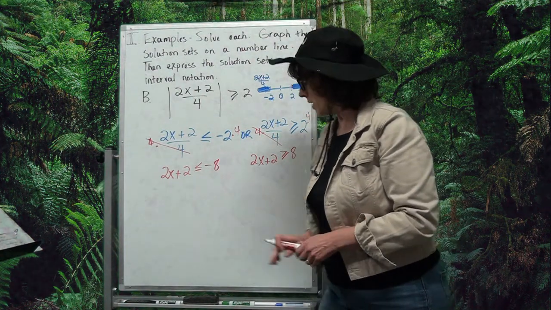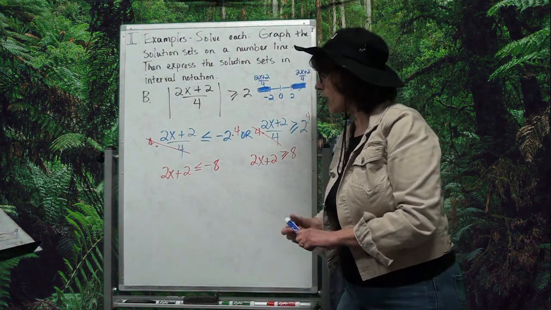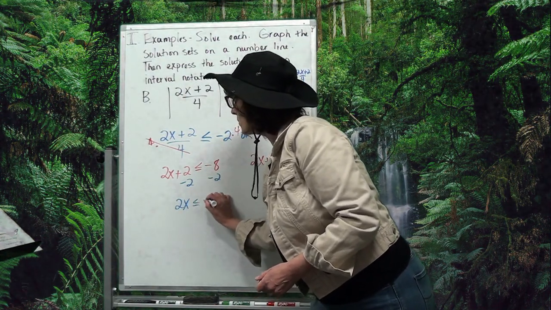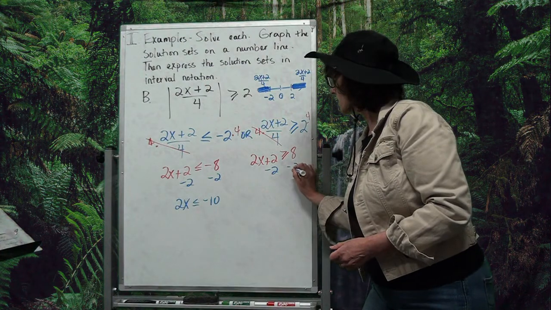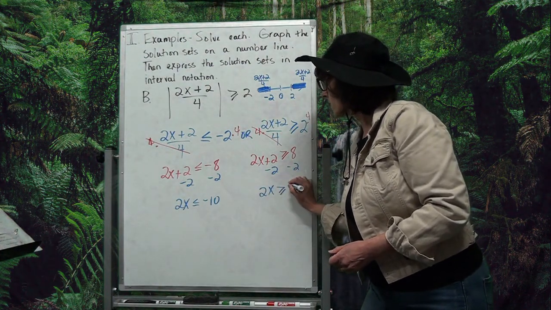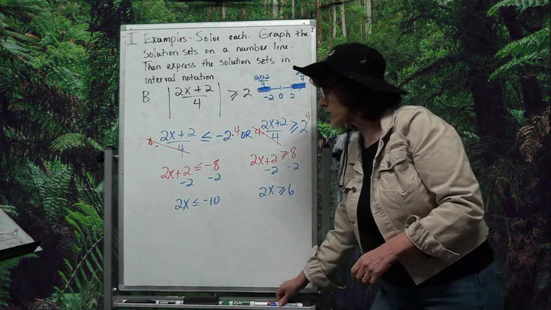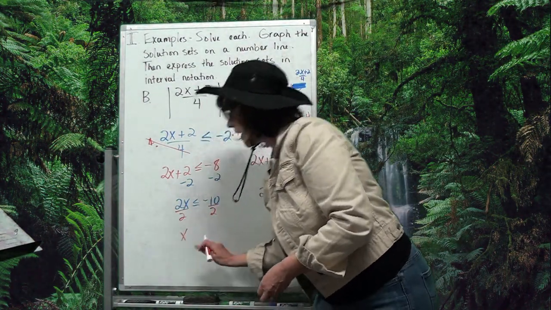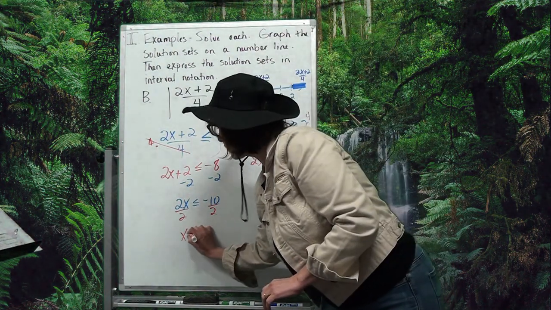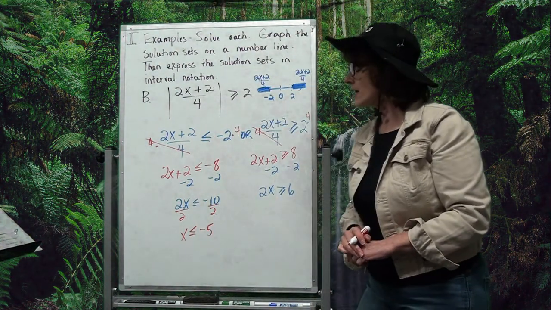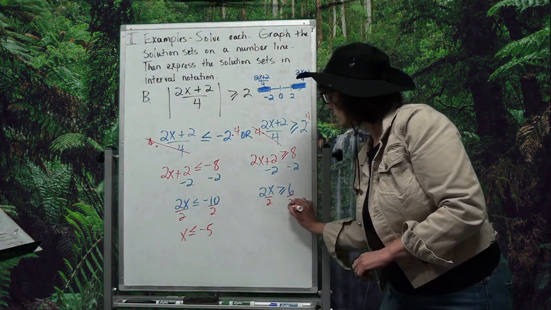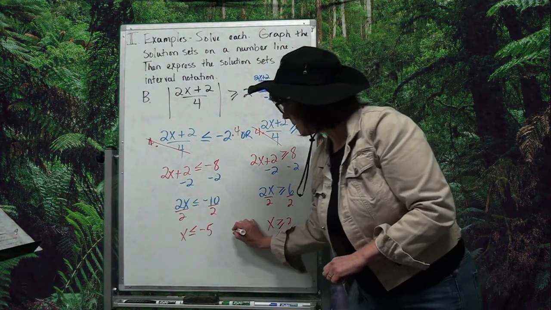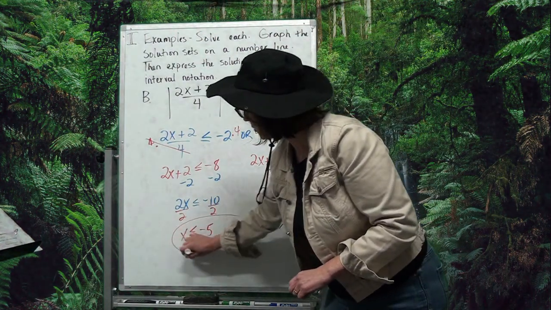And now to solve each one of these, I'm going to subtract 2, giving me 2x less than or equal to -10. And I'm going to subtract 2 here, giving me 2x greater than or equal to 6. And now I'm going to take both of these and divide by 2, giving me x. And again, I divided, but not by a negative, so I'm not flipping the symbol. x less than or equal to -5, and dividing by 2 here gives me x greater than or equal to 3. So here's my two solutions, and remember, this is not a compound inequality solution.